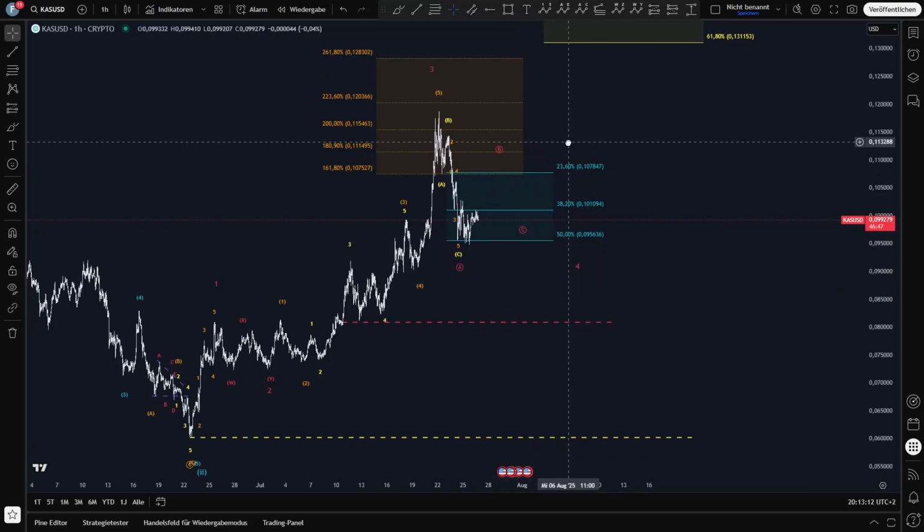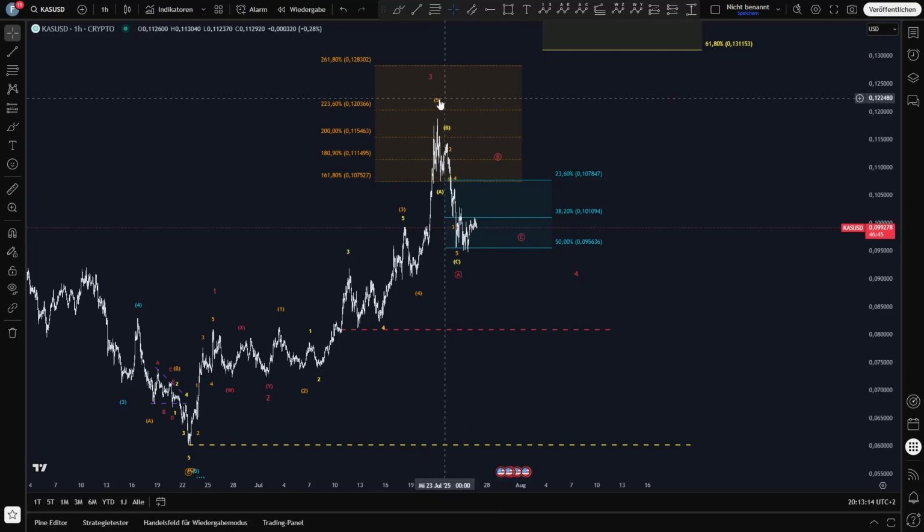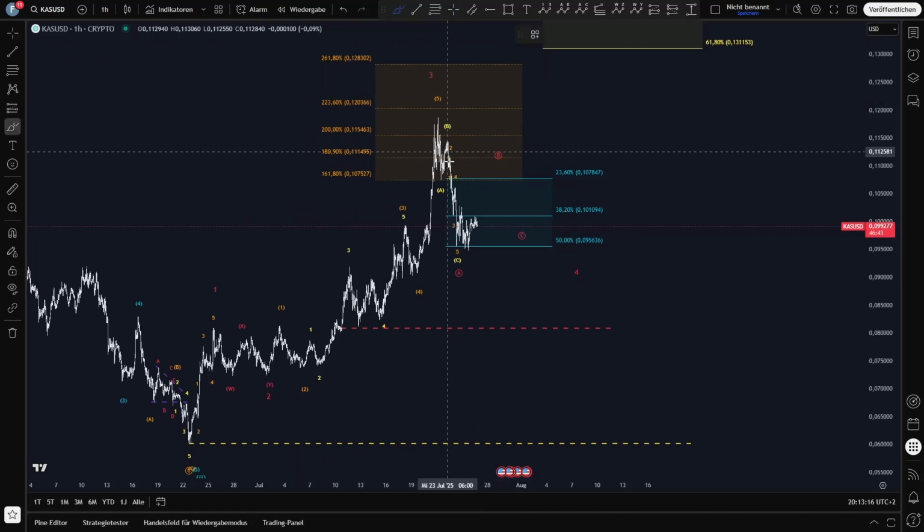Second case would be that we are in a larger ABC structure. So this 3-wave move to the downside is only the subwaves of this wave A. So we would see a pullback in the wave B, and then again a low in the wave C.